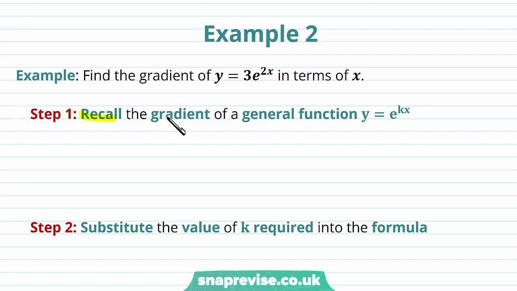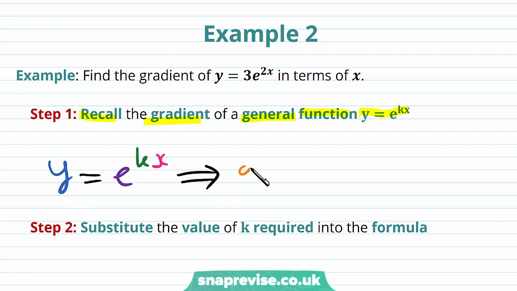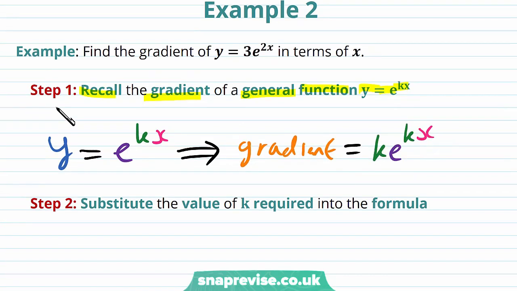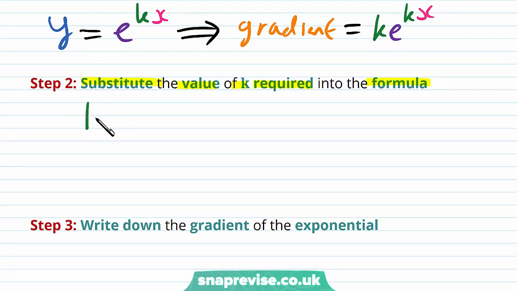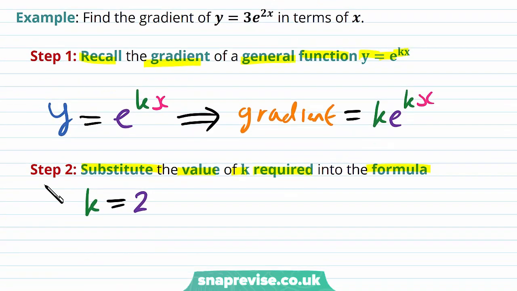Our first step is to recall the gradient of a general function y equals e to the kx. If we have y equal to e to the power of kx, then our gradient can be found by taking k multiplied by e to the kx. Our second step is to substitute the value of k required into the formula. We have that k is equal to 2 for our corresponding exponential.